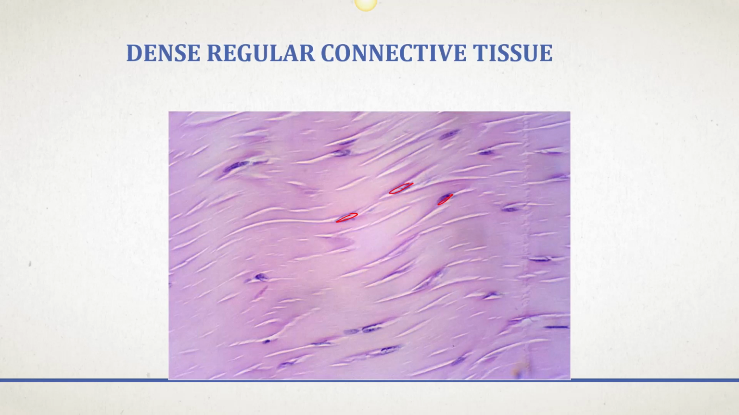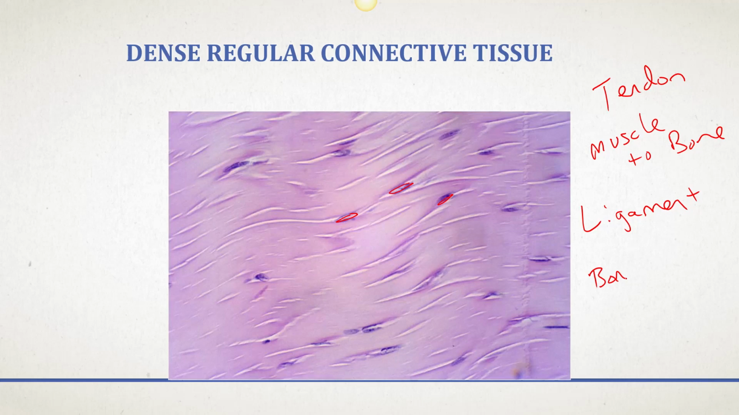A tendon is going to connect muscle to bone, while a ligament is going to connect bone to bone. And the function for this one is connection and support.